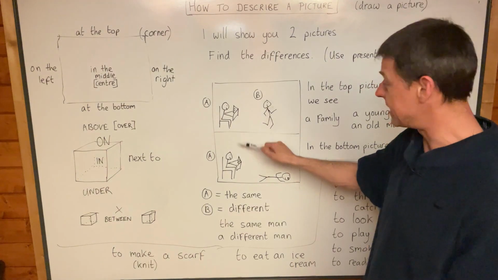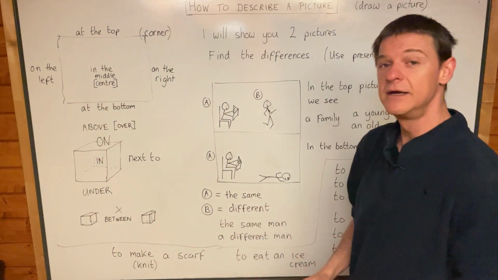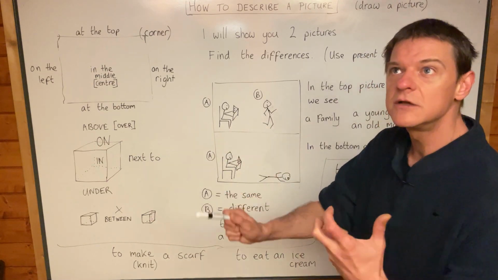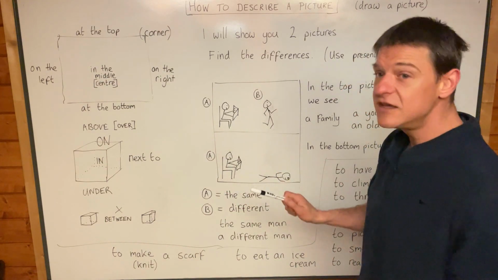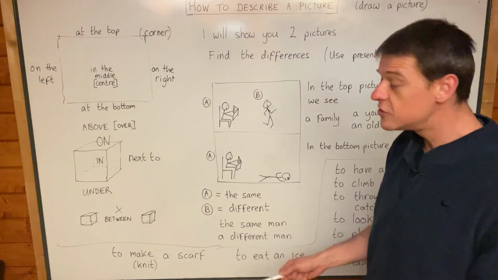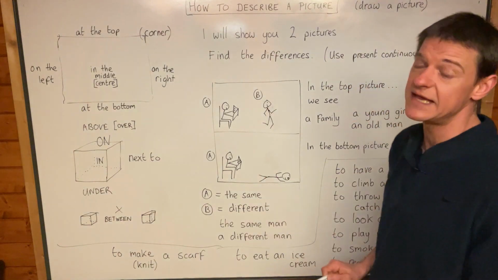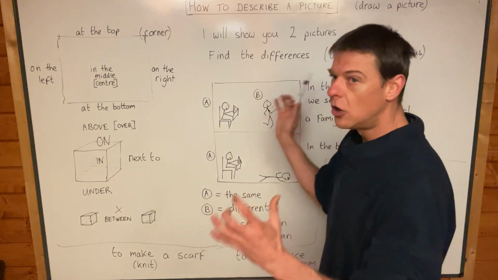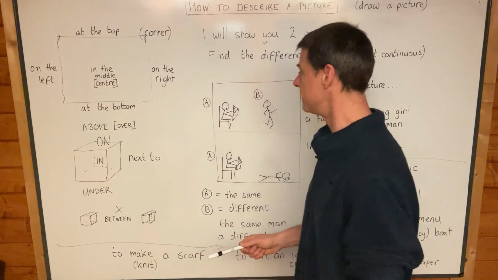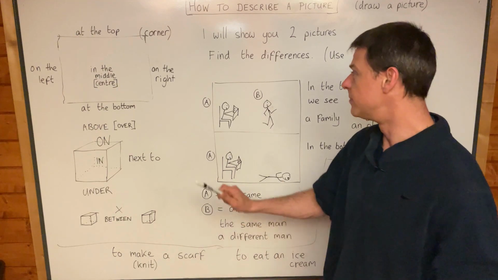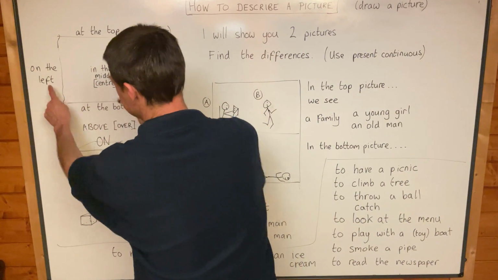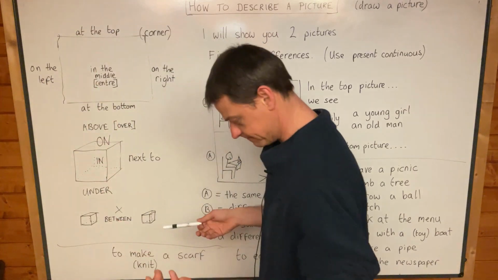Yeah, this is my picture. So this is a picture, and I will describe the picture. I will talk about what he is doing, and where they are on the picture, where they are. So, for example, we have on the left, yeah? On the left is here, on the left of the picture.